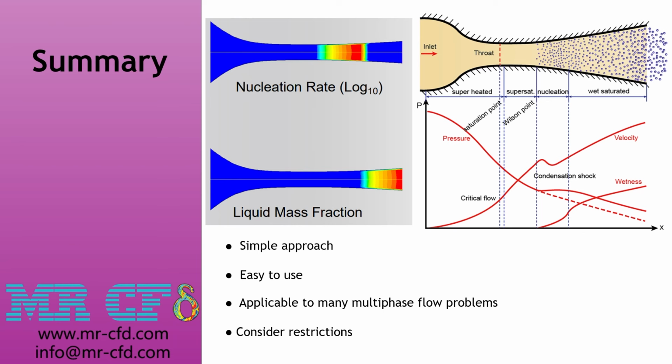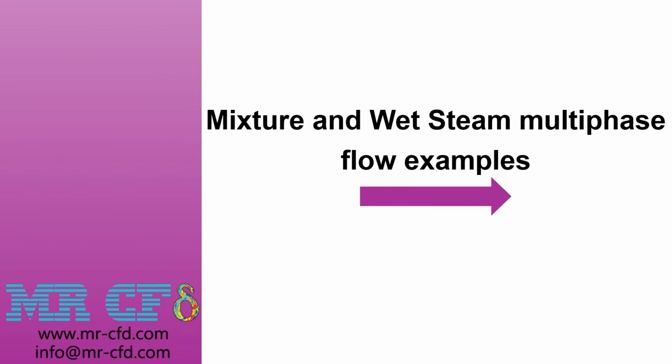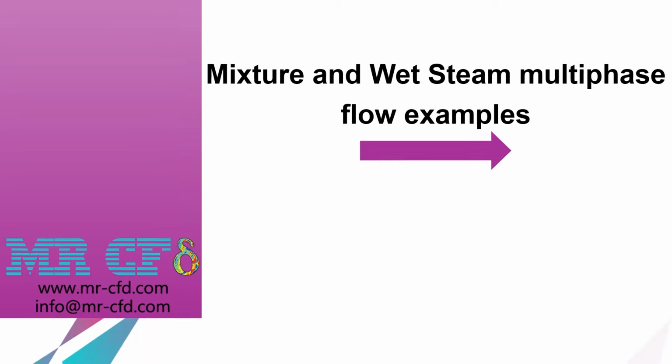Ultimately, the mixture model is an easy-to-use model compared to VOF and Eulerian with a simple approach. It enables the user to simulate many multiphase flow problems. However, the user must consider restrictions as well. Alright, in this chapter we covered the mixture and wet steam multiphase models, and we explained their applications and the underlying physics. In the next sessions, we will delve deeper into how we can use these models by providing some tutorials on how you can use this model to solve different problems.